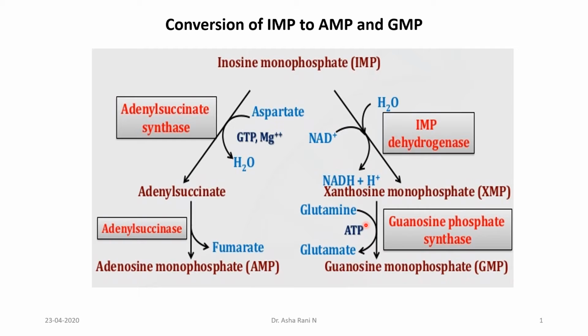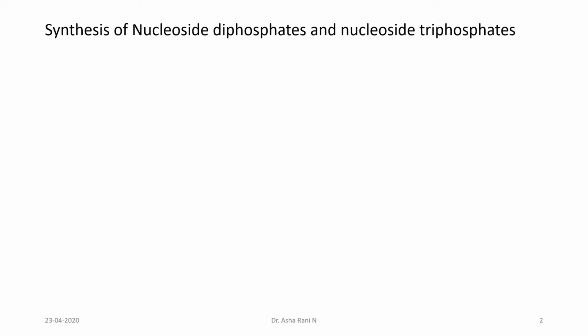Now you can see formation of AMP from IMP requires GTP and formation of GMP from IMP requires ATP. So there is cross regulation of these two mechanisms of conversion of IMP to AMP and GMP. After the synthesis of AMP and GMP, they can be converted to their respective nucleoside diphosphates and nucleoside triphosphates. Now let us learn how they are converted into their respective di and triphosphates.